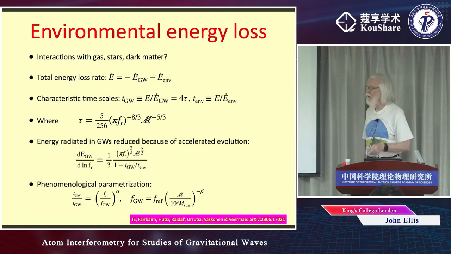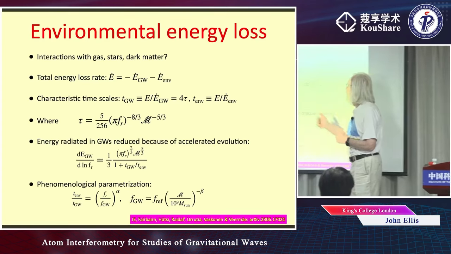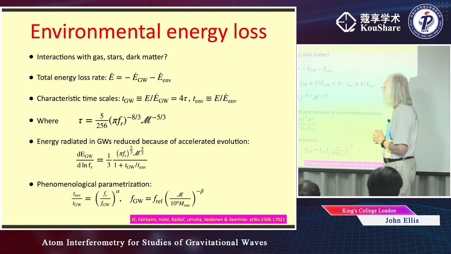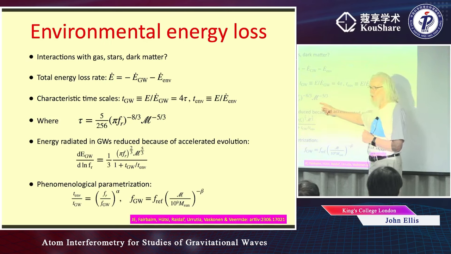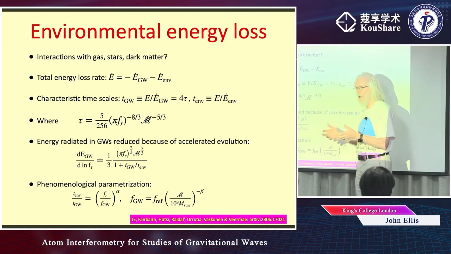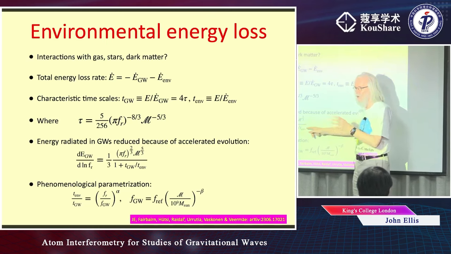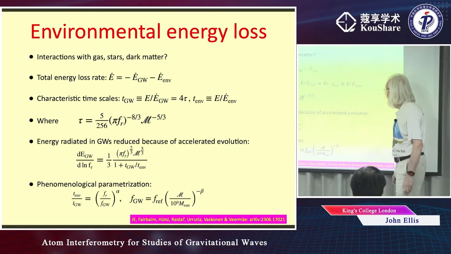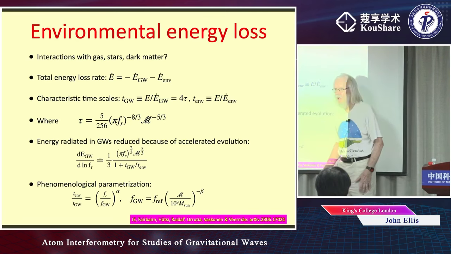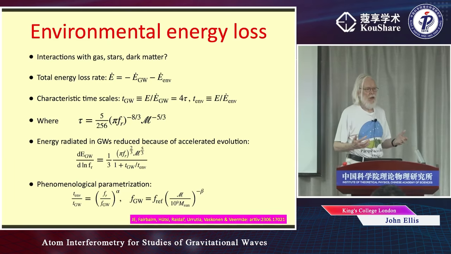And so this is a simple set of formulae which describe that. The total energy loss rate from gravitational waves and from the environment. For gravitational wave emission, you can calculate, but then when you calculate the total amount of energy emission, it is going to be suppressed if there is, in addition, this environmental energy loss. And there are different models for that, but we just chose a simple parameterization for what this effect looks like as a function of frequency.